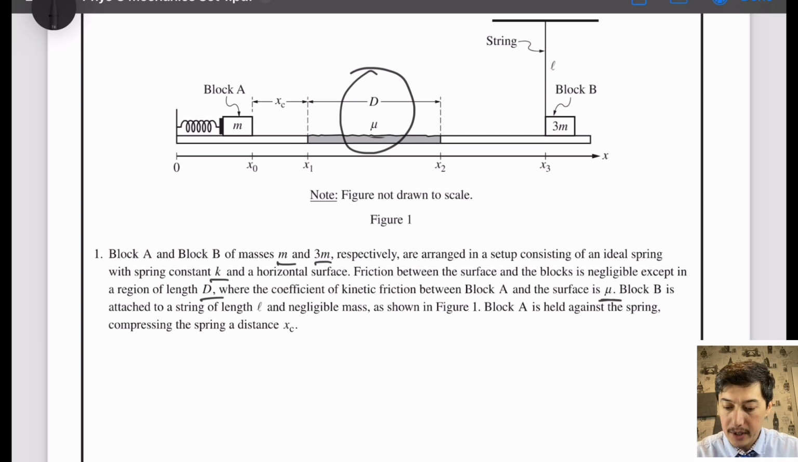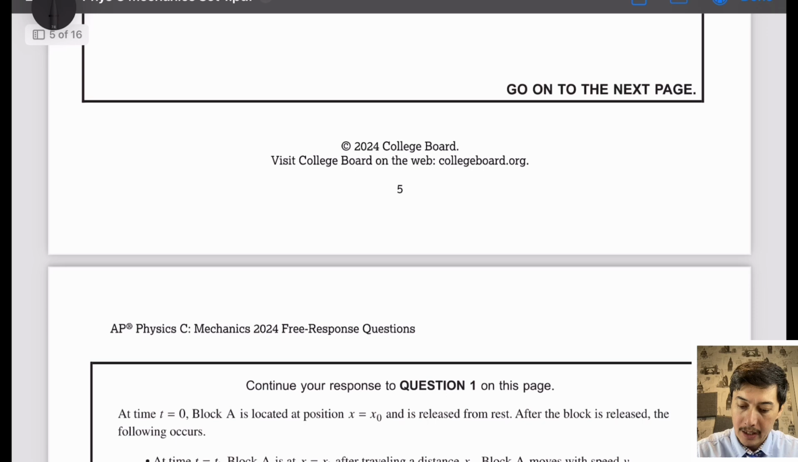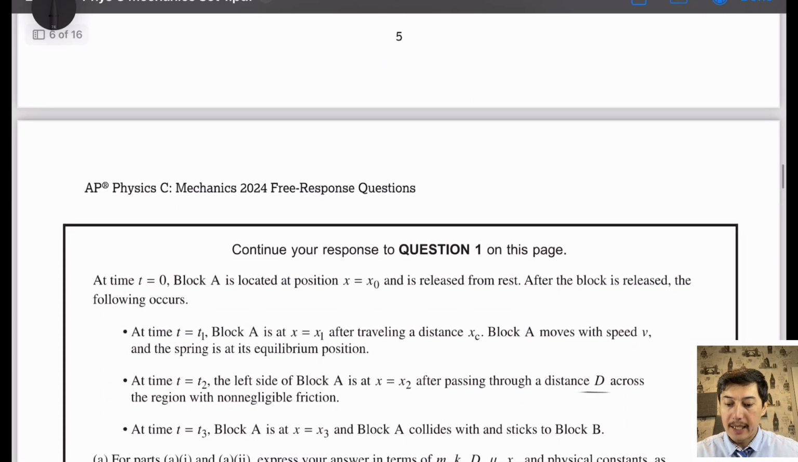Block B is attached to a spring of length L and a negligible mass, as shown in the figure. Block A is held against the spring, compressing the spring at distance xc. Here is the distance xc. Alright. At time t0, block A is located at position x0 and is released from rest, which means at the beginning we don't have any kinetic energy.